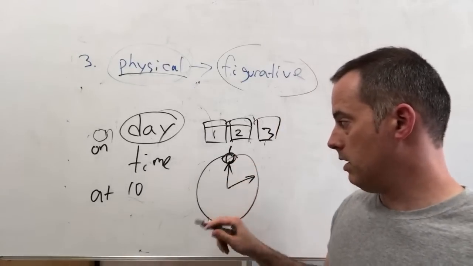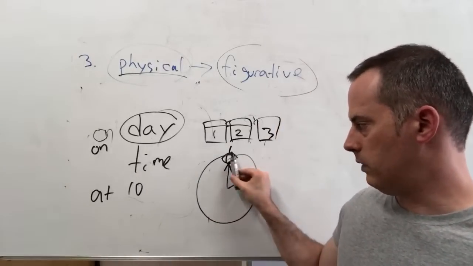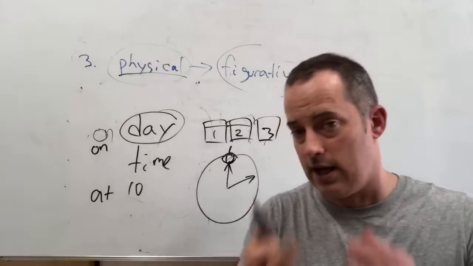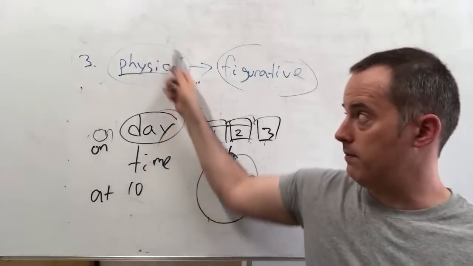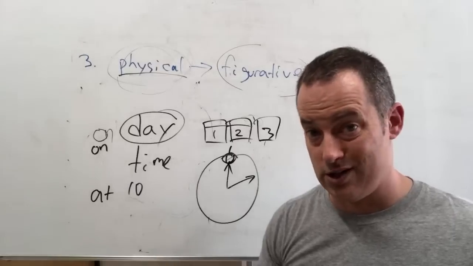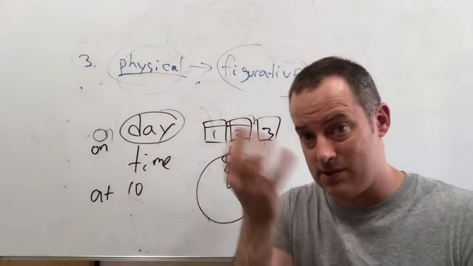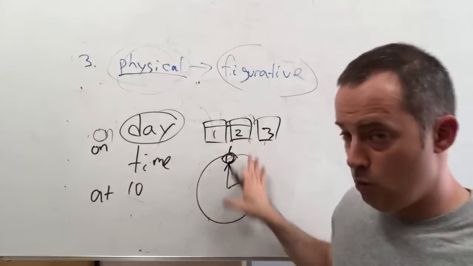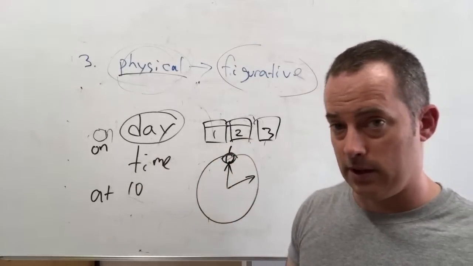It's at this thing. So we don't really say "on" because it could be almost like upside down or something. But this is, again, just using a way of taking something physical to help a kid understand something that's figurative, like time. Time isn't a physical thing you can touch, but we have a way of explaining that using something physical.